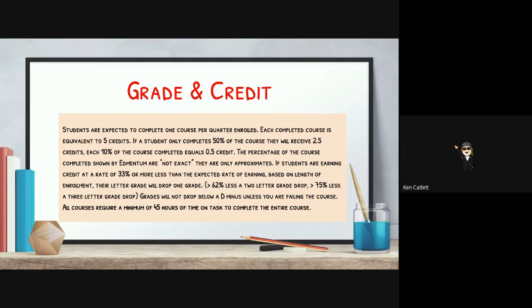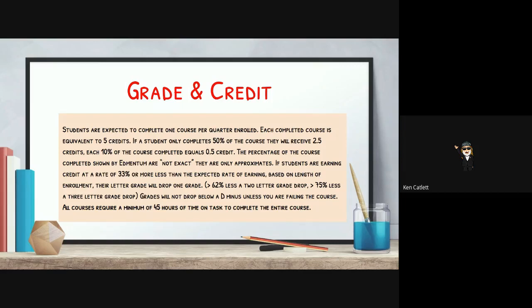Their grade is based on, if you look at the letter grade in Edmentum, when they first open the screen, they can see what grade Edmentum tells them they have. And then I compare what percentage of the course they've completed. We're expecting them to complete the entire course in 1 quarter. So if they're falling behind the expected rate, their grade may drop.